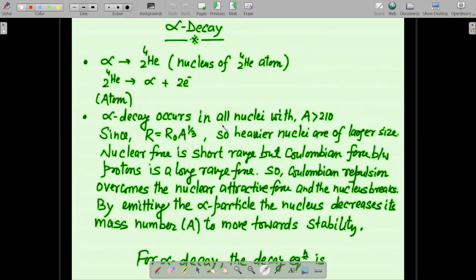Now let us understand what is alpha decay. But we will learn about alpha decay in the next class. Okay.